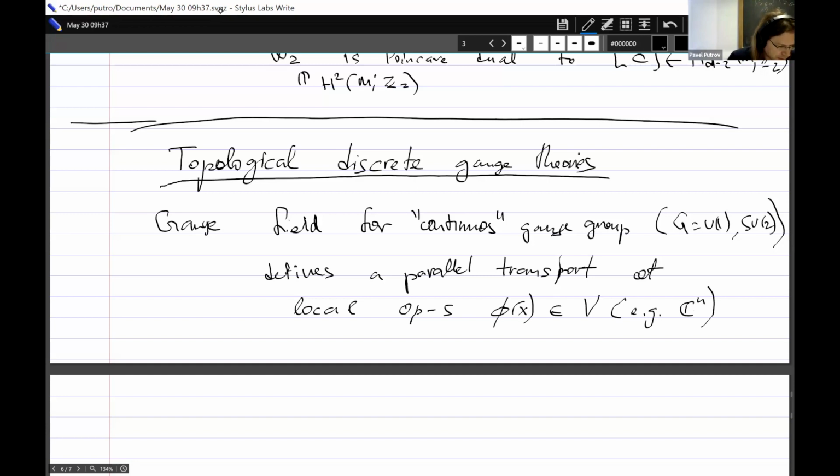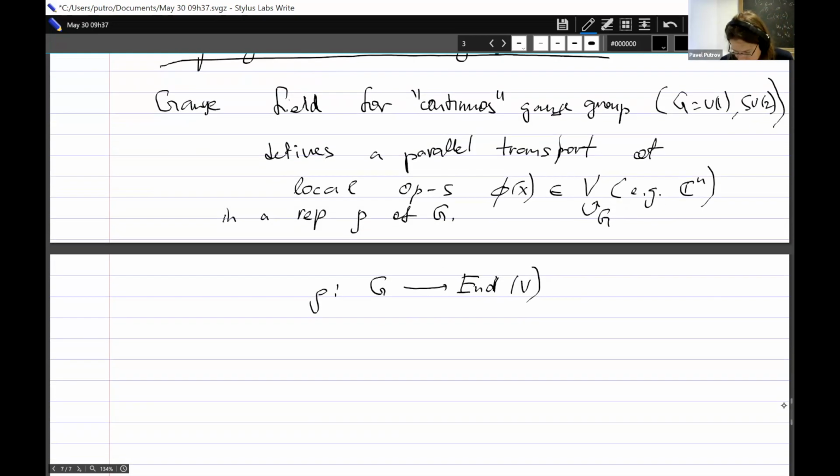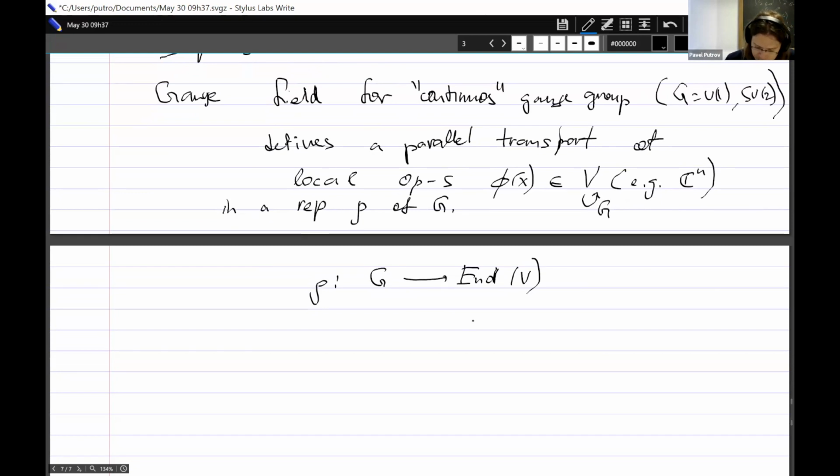And these fields, so this vector space V, forms a representation of our gauge group G, in the representation ρ of G. A representation can be understood as a homomorphism from G to the group of endomorphisms of V. So this means that for each g, we can define ρ(g), which acts on V. For example, if V is just C^n, then ρ(g) is some n by n matrix.